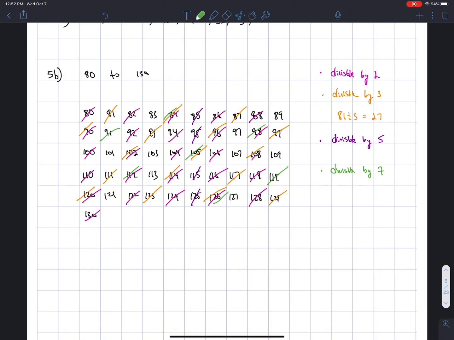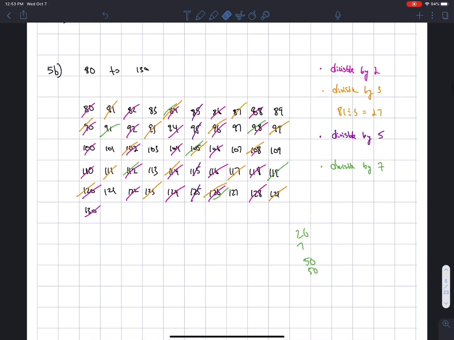No, 133. Is 133 divisible by 7? Let me try. 119 divided by 7. Yeah, so 119 is okay. How about 126? Yeah, also divisible by 7. And 126 plus 7 is 133. Oh yeah, it is divisible. 7 times 9 is 63. Okay, anyways. So I'm done with 7.